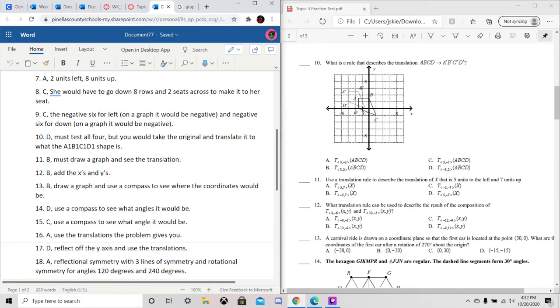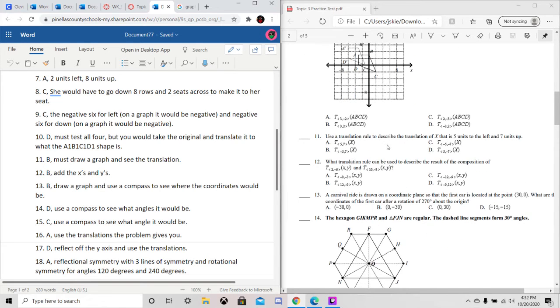So you would go left 3, because on the x, -3, and then up 2. Yeah, that's what you do. 11. Use a translation rule to describe the translation of x, that is 5 units to the left and 7 units up.